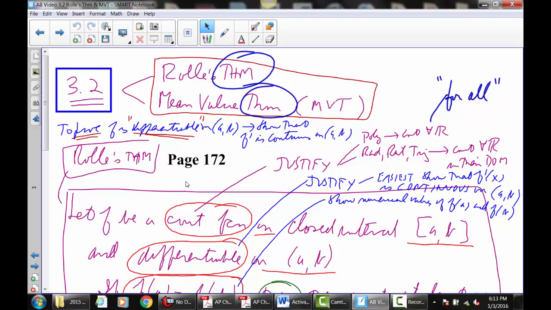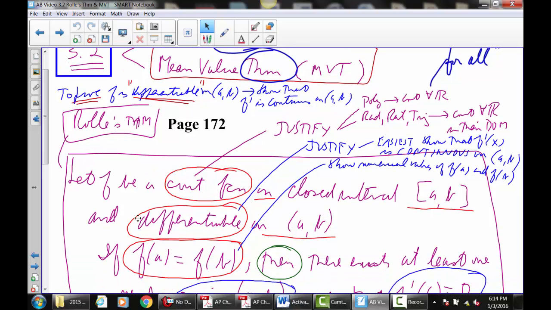And here is Rolle's theorem. Let f be a continuous function, and now you're going to need to justify that by letting me know what kind of function it is: polynomial, radical, rational, trig, and telling me if it's polynomial, it's continuous everywhere. For these three kinds, continuous on their domain, tell me what the domain is. So the function has to be continuous on the given closed interval, which they will give you. The function also has to be differentiable on the corresponding open interval.